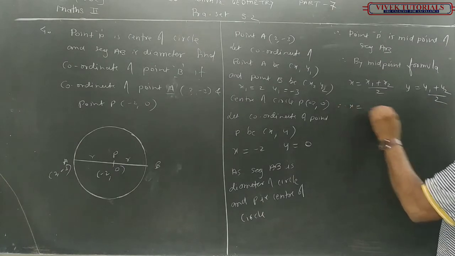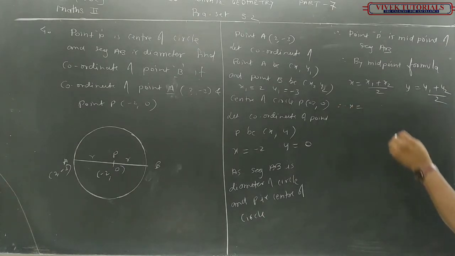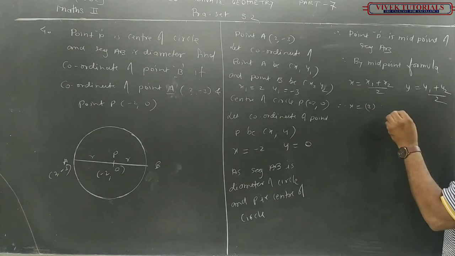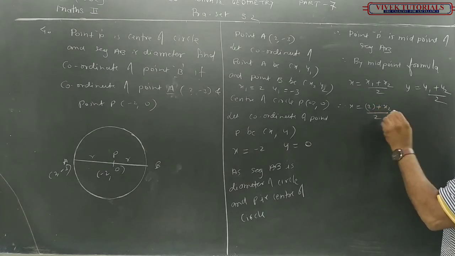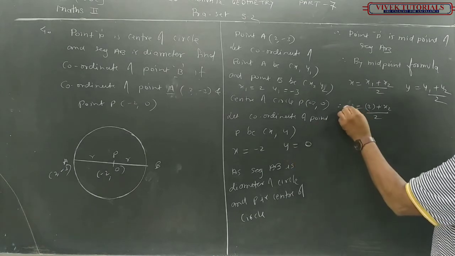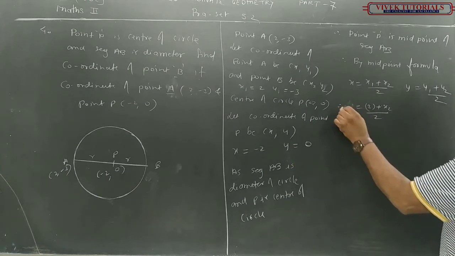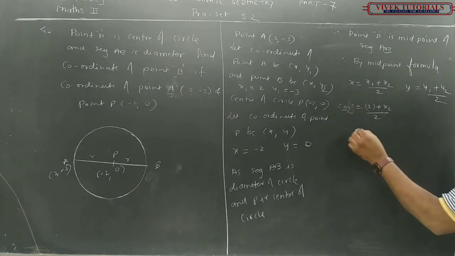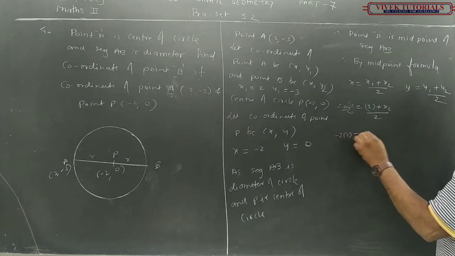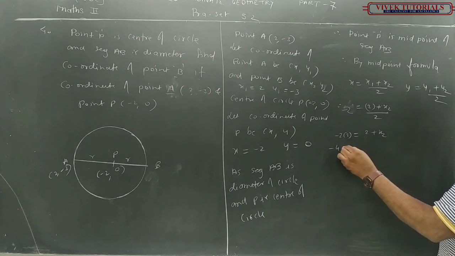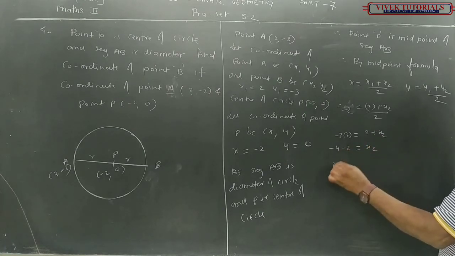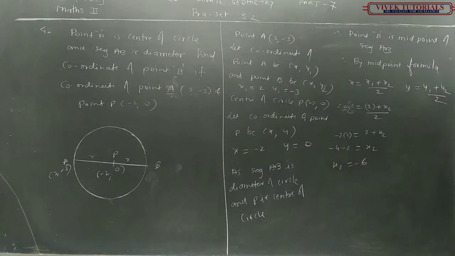Therefore x is equal to x1, which is 2, plus x2, which I don't know, upon 2, but we also have the value of x, which is -2. So we solve this part first. -2 into 2 is equal to 2 plus x2. -4 - 2 is equal to x2, so x2 is equal to -6.